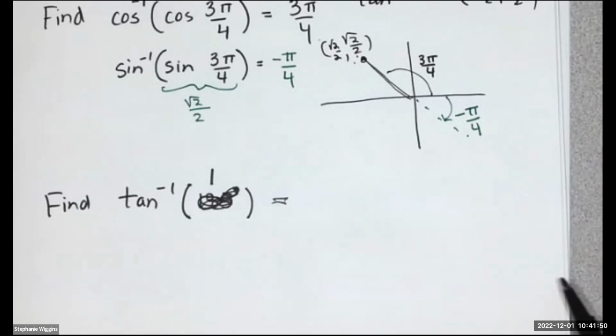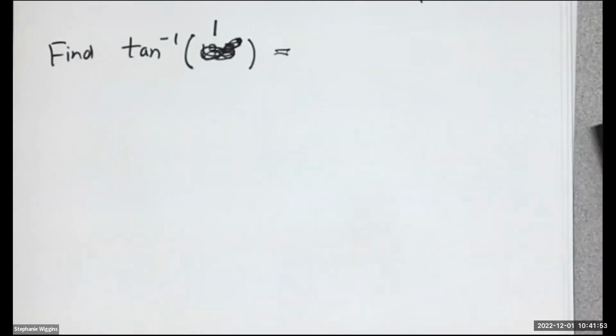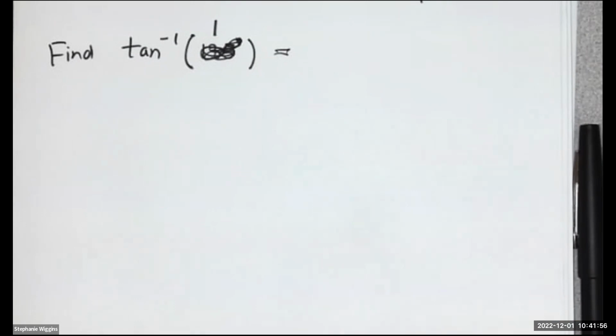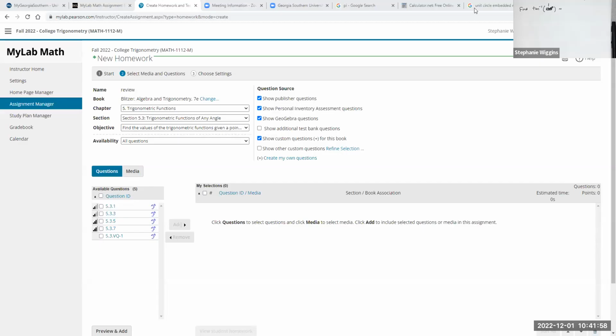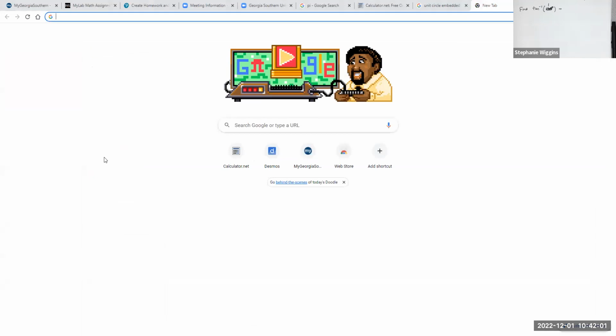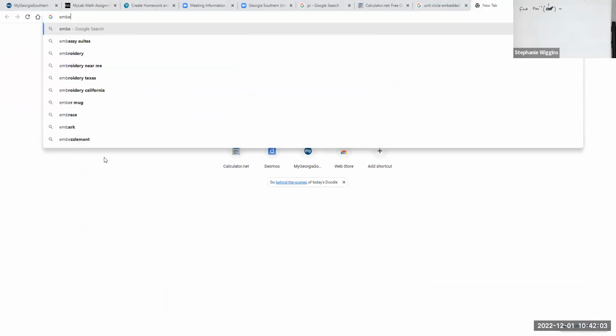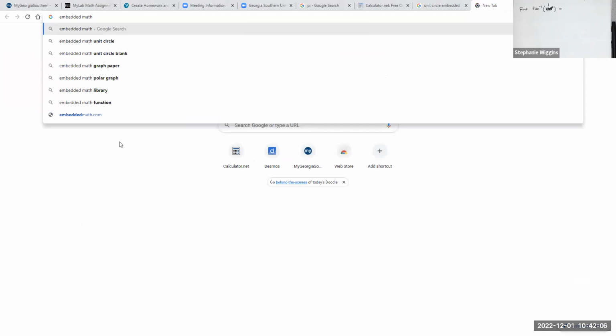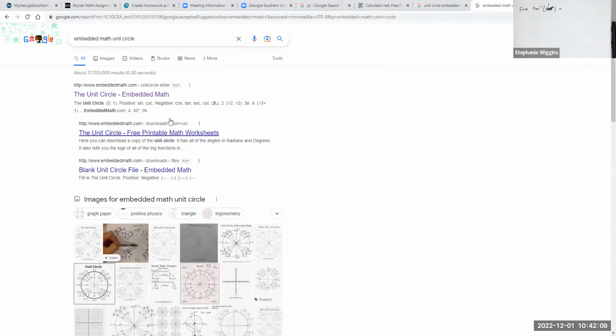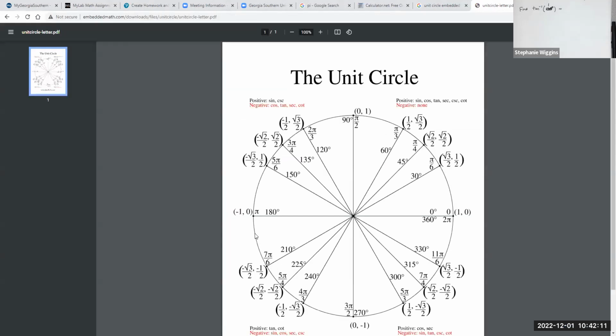Okay. You're going to go to your unit circle, and you're going to look at all the different places where tangent has a value of 1. And tangent is y over x. So the only way you can get 1 is in the first or third quadrant, okay?